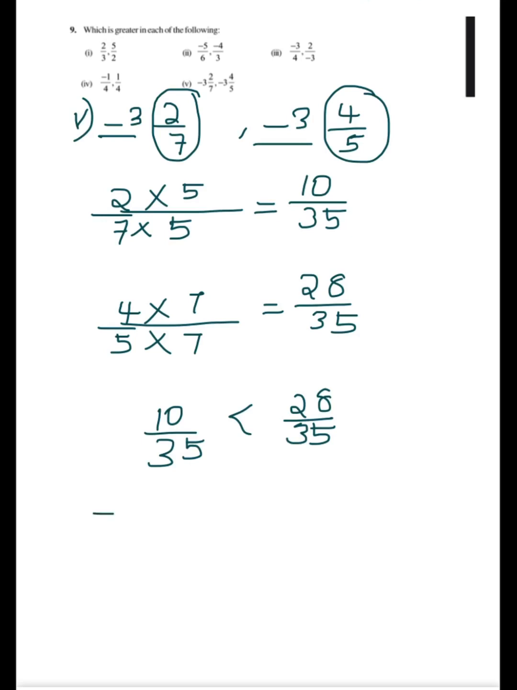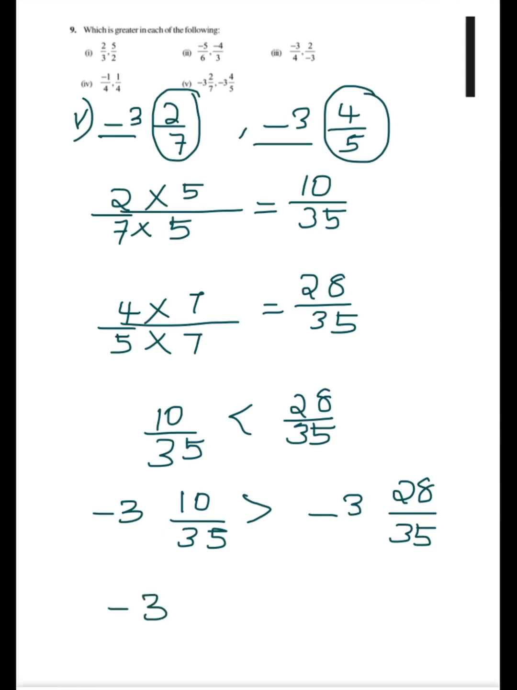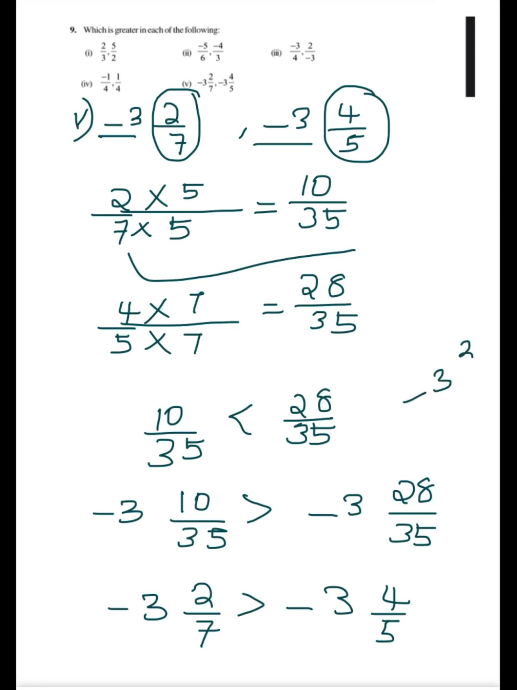But what happens when you are adding that negative sign? That is minus 3 10 by 35 and minus 3 28 by 35. Okay. In this case, since the negative sign is coming, the sign gets reversed. So instead of 10 by 35, what was that? 2 by 7. So minus 3 2 by 7 will be greater than minus 3 4 by 5. Okay. So which number is greater? Minus 3 2 by 7 is greater. Okay. So this is the answer for this question.